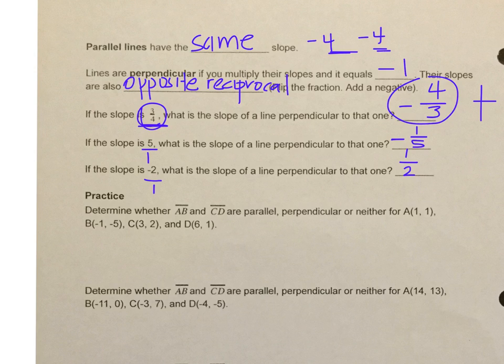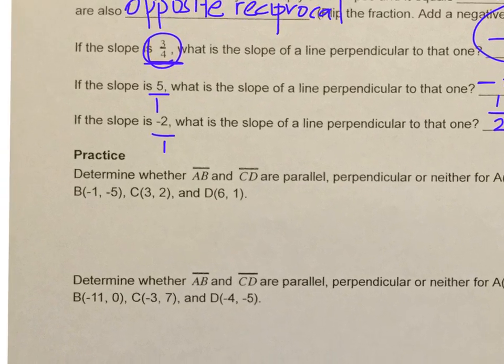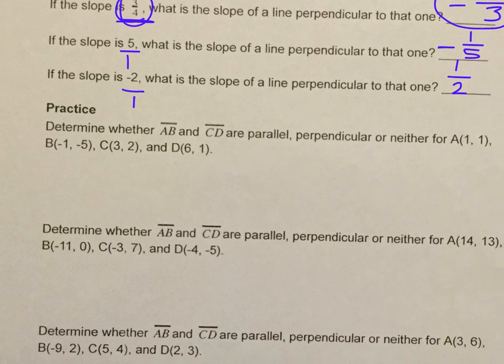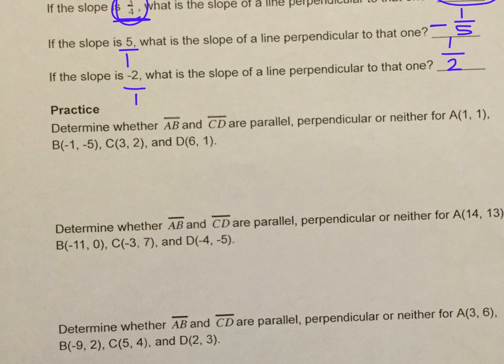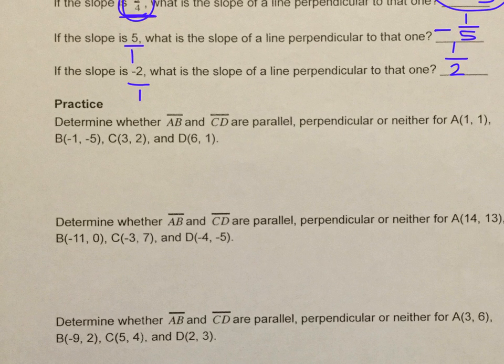All right. The practice says to determine whether line AB and CD are parallel, perpendicular, or neither, and it gives us some coordinates. So what I'm going to do is we're going to find the slope of AB, then we're going to find the slope of CD and see if they're the same, opposite reciprocal, or neither. So let's find AB first.